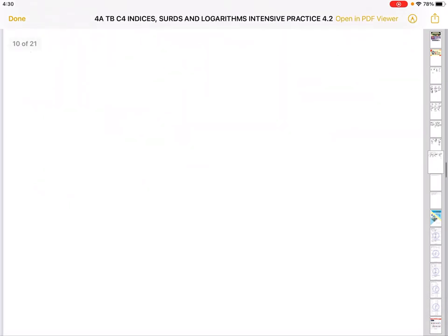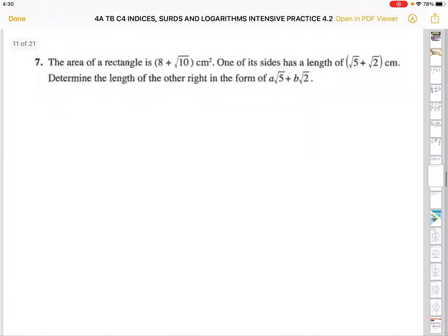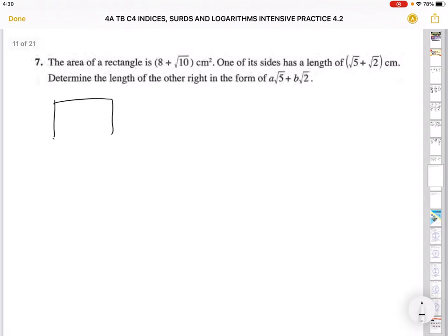Alright, so let's look at number 7. The area of a rectangle is 8 + √10. One of the sides has a length of √5 + √2. You want to find the length of the other side.